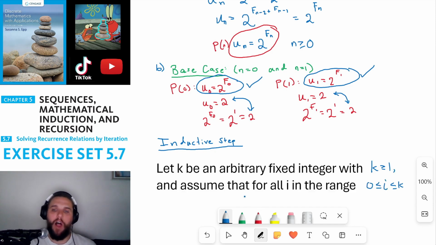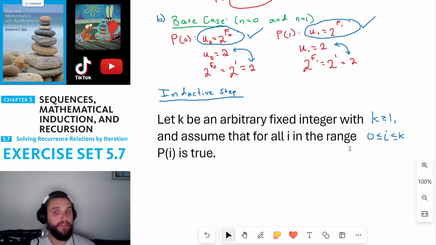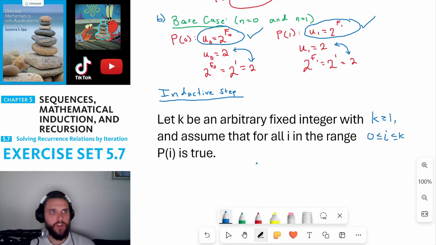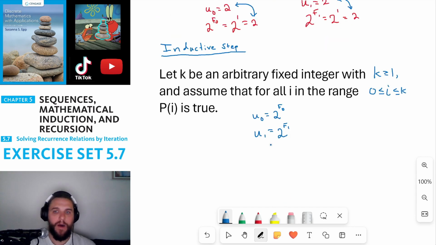And assume that for all i in the range from 0 to k, keep in mind 0 is the smallest base case, P of i is true. So let's detail our assumptions here. We're assuming that u sub 0 equals 2 to the f sub 0. We're also assuming that u sub 1 equals 2 to the f sub 1. But then we just keep going until we get up to u sub k, which equals 2 to the f sub k. Now, we're not going to need all of these equations to prove the inductive step.